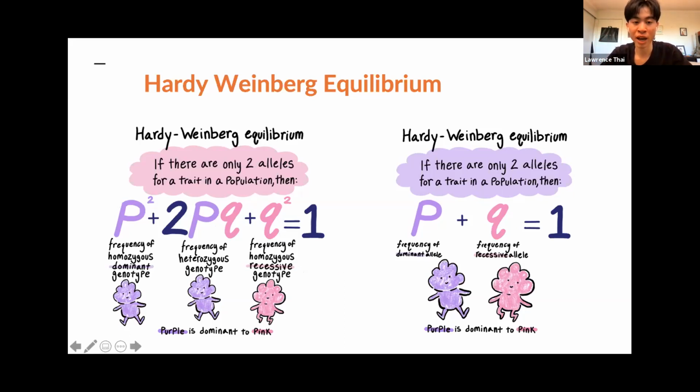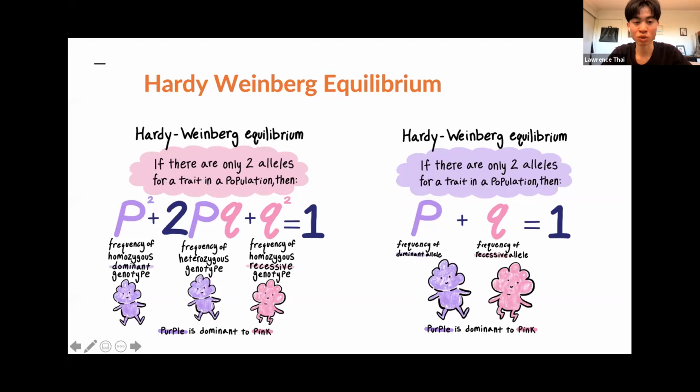But just remember that even if the allele frequencies and the genotype frequencies don't seem to change across generations, what I mean is, you have the original population, you do your calculations and count your genotype and allele frequencies, then they reproduce and you recount them. If they don't change, that doesn't necessarily mean it's in Hardy-Weinberg equilibrium. So just keep that in mind.